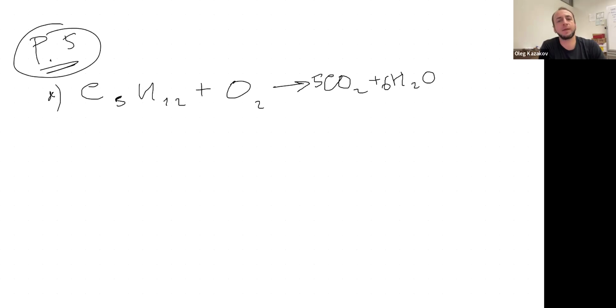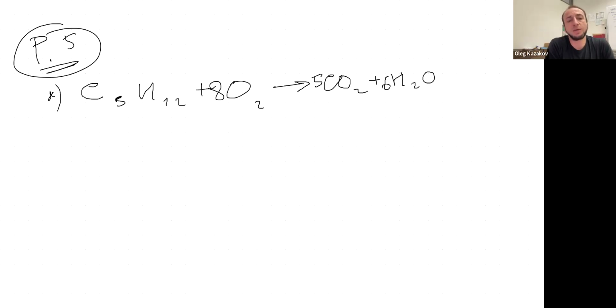So now you have 5 carbons, 5 carbons. You have 12 H's and 12 H's. So now you have a lot of oxygens on the right, as we can see. 5 multiplied by 2, 10. 10 plus 6, 16. So 16 O's on the right, 2 O's on the left. So let's put 8 here as a stoichiometric coefficient, and we'll have now 16 oxygens on the left. Very good. So now let's think about another option.